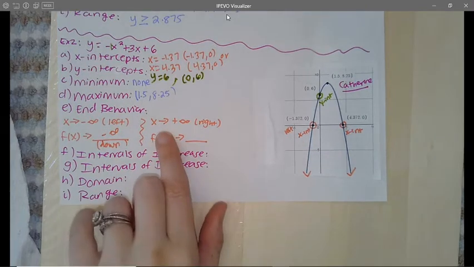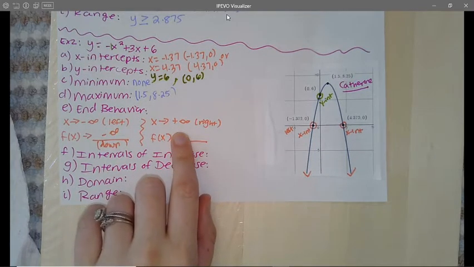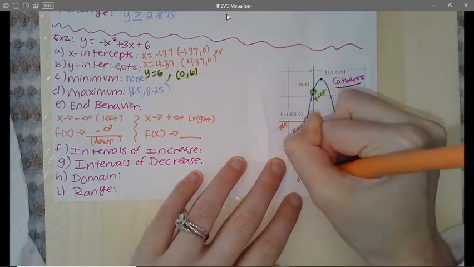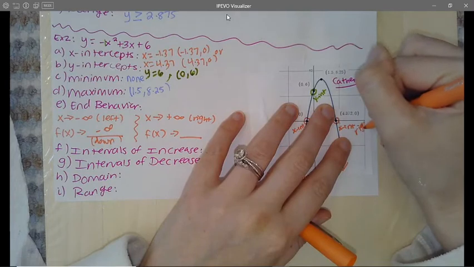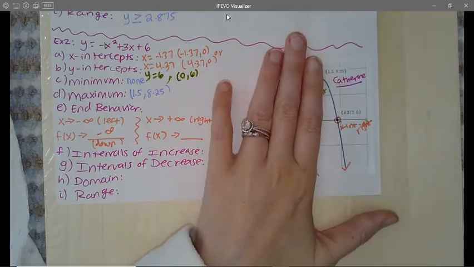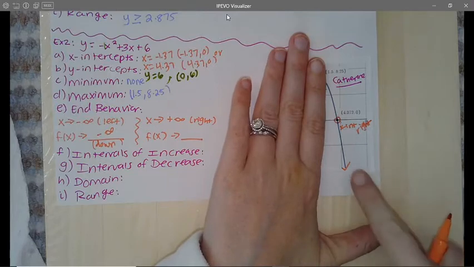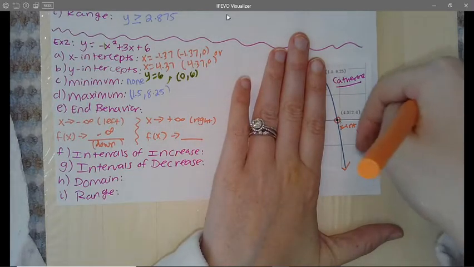Okay, then as x approaches positive infinity, or on the right side of your graph, you need to ask yourself, where is the arrow pointing? Is it pointing up or down? Well, on the right side of the graph, it is pointing down.